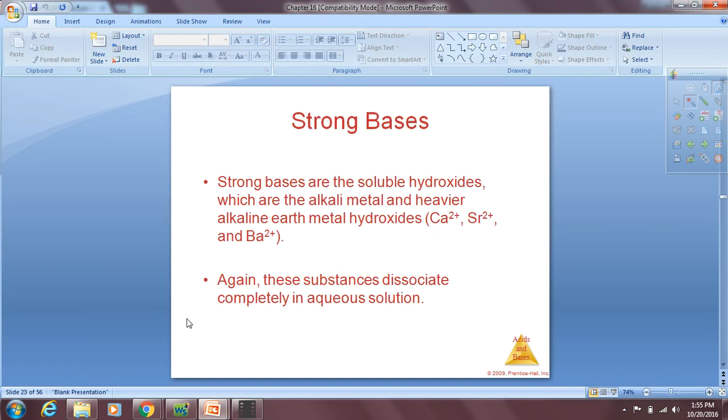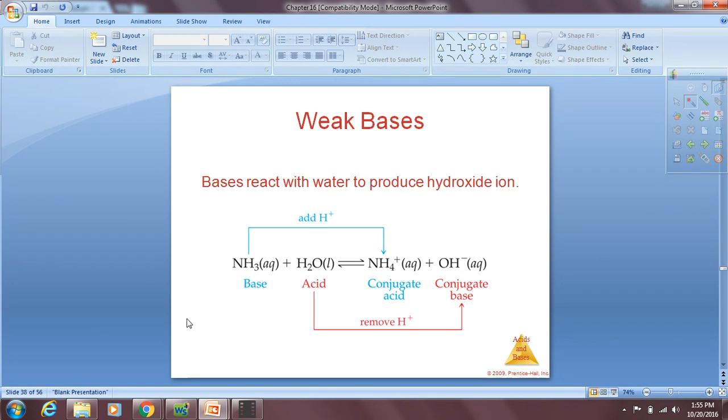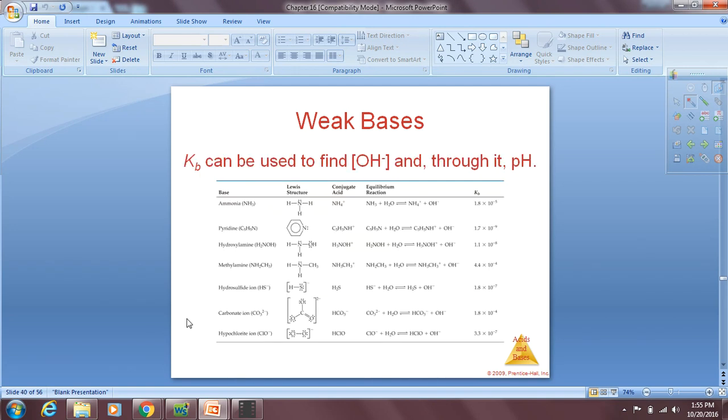Sections 7, 8, and 9 are a discussion of bases and salts, weak bases and salts. Weak bases are substances that remove protons from other substances. They react with water to produce hydroxide in most cases, but that doesn't always have to be the situation. You can have a Kb base dissociation constant just like you did for acids, and it's calculated the same way, concentrations of reactants over products.